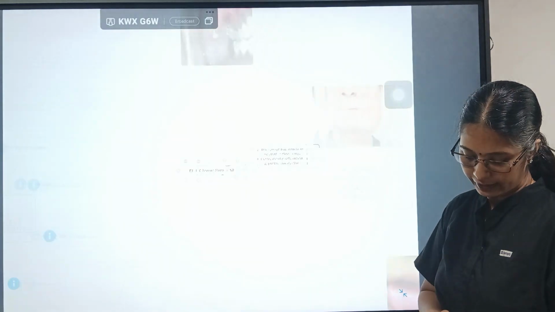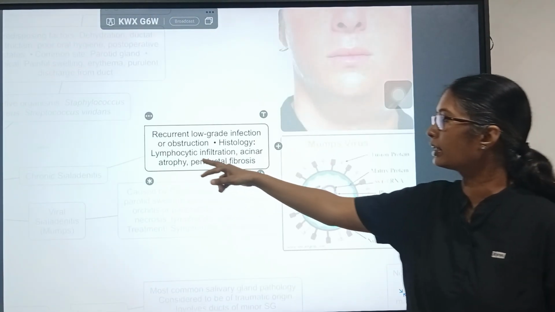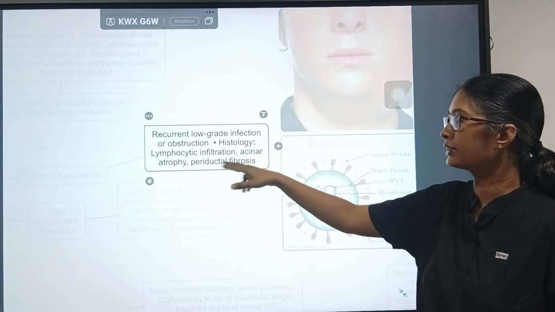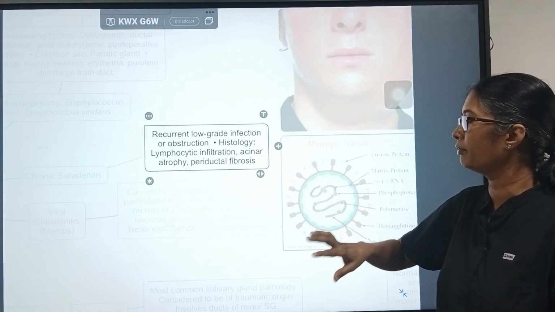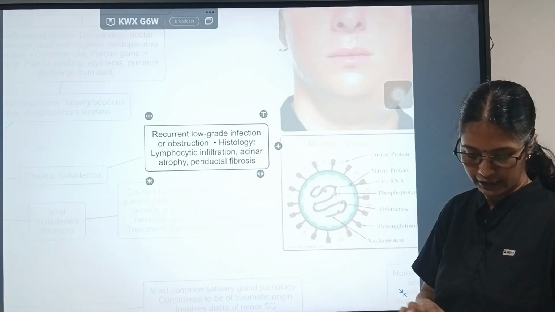Chronic sialadenitis is a recurrent low-grade infection or obstruction, and the histology shows lymphocytic infiltration. So lymphocytic infiltration shows the chronic feature of that infection. And acinar atrophy and periductal fibrosis are seen.